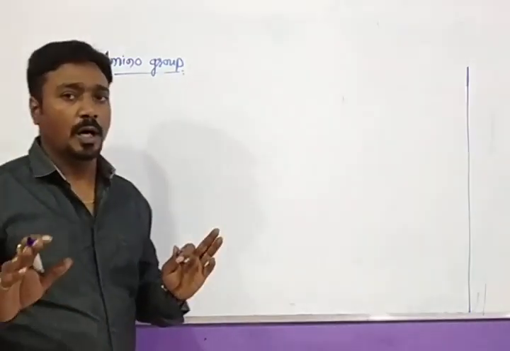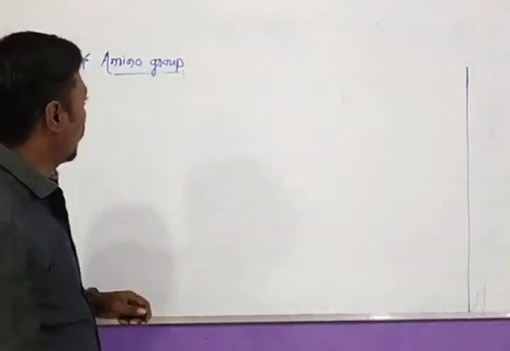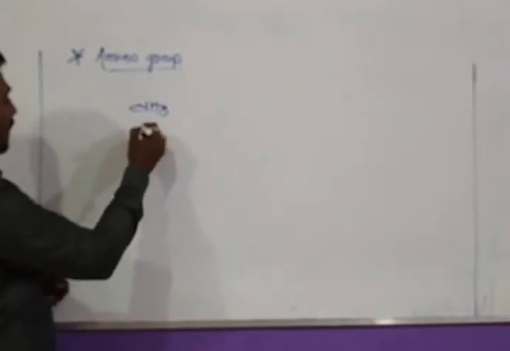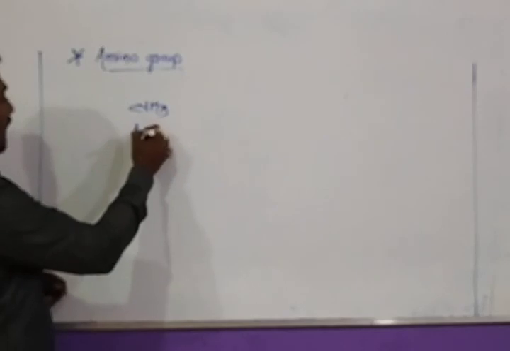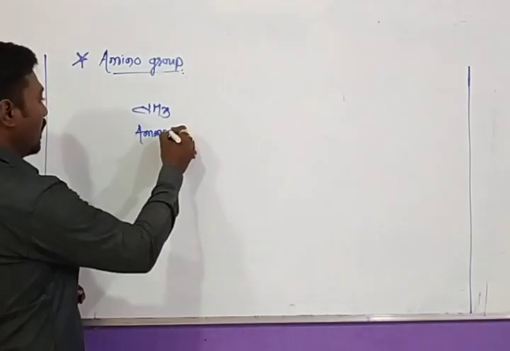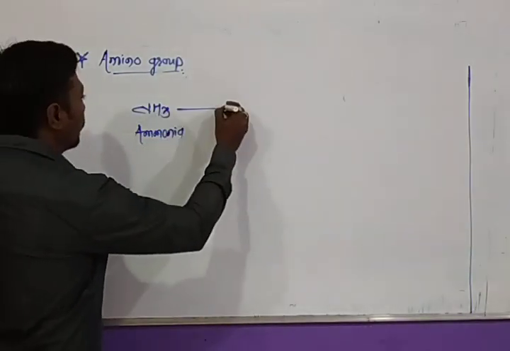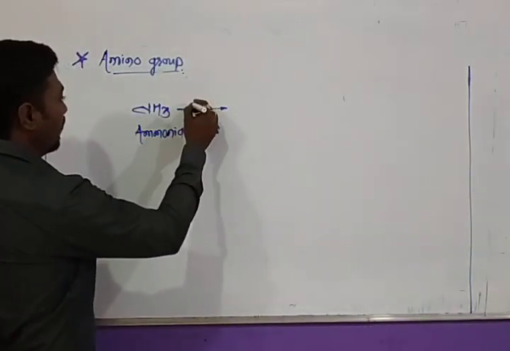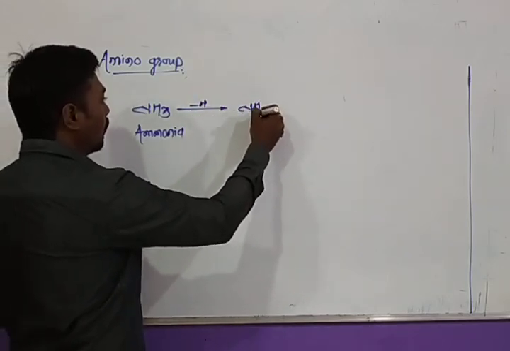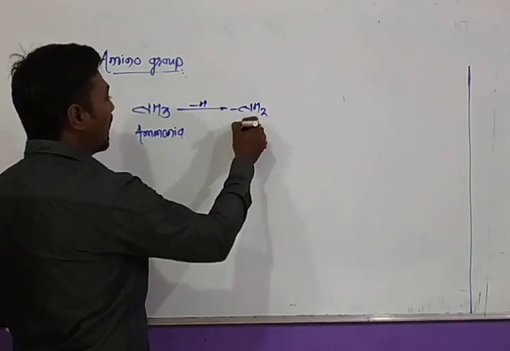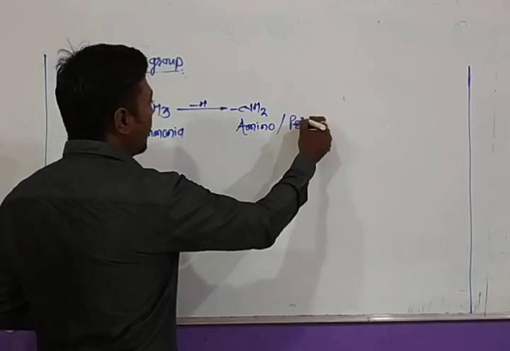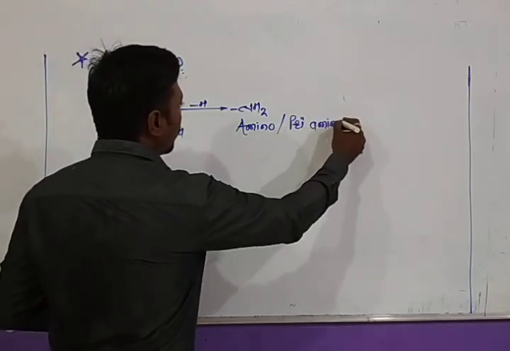Now, how are these amino functional groups formed? Look at this. This is a very well-known compound that we have discussed in 10th class and 11th class: ammonia. If a hydrogen atom is removed from ammonia, we get the amino group, or simply the primary amino group.